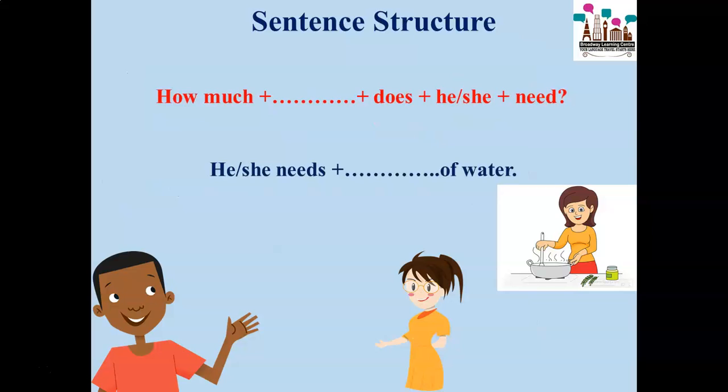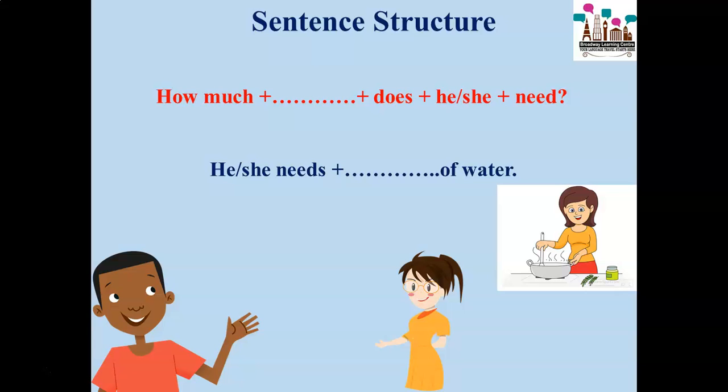Now let's look at the sentence structure. How much does he or she need? We normally use uncountable nouns after how much, right? For example, how much salt does he or she need? How much water does he or she need? And we can usually say he or she needs plus quantity plus of water. For example, he or she needs a cup of water. He or she needs a half cup of water.